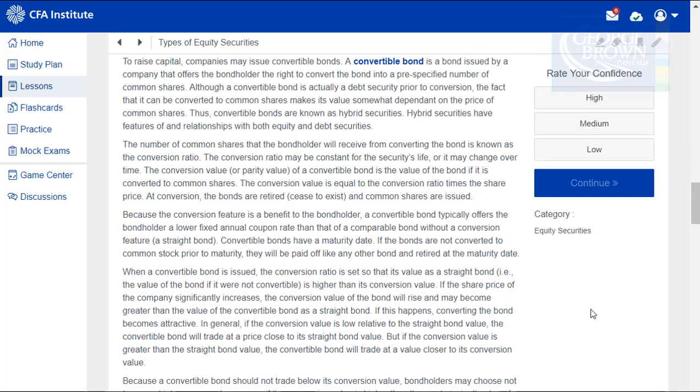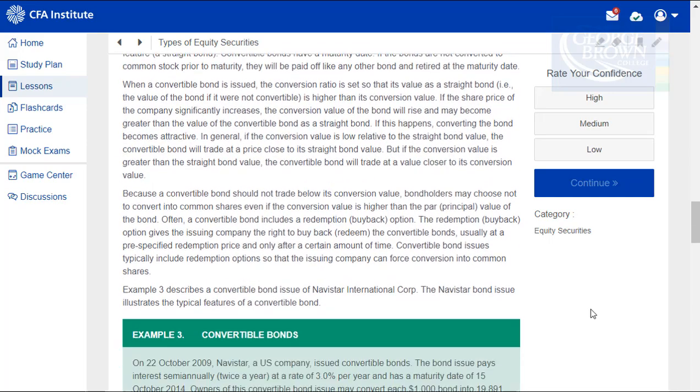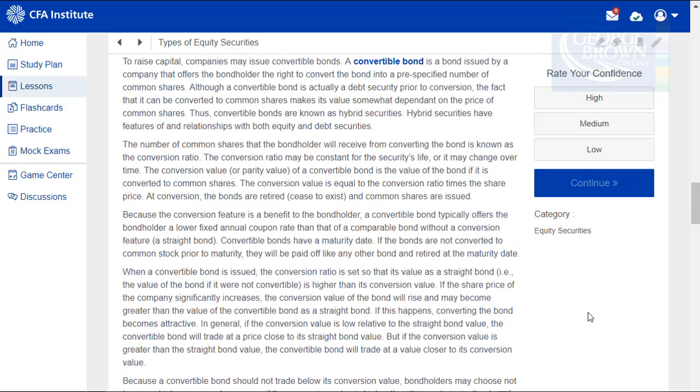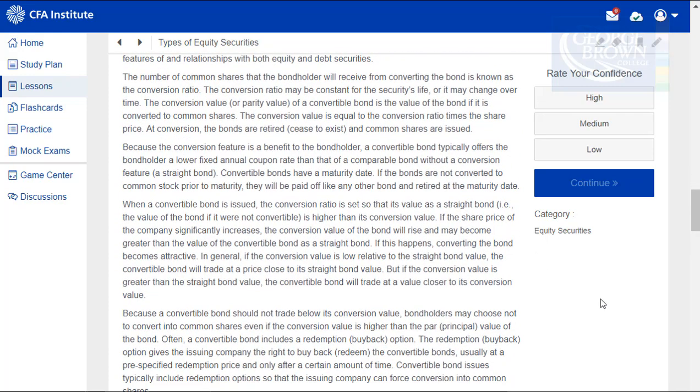Okay, so as you scroll down, you're going to see here an example of a convertible bond, and we get into some of the terminology that we need to be familiar with. The number of common shares that the bondholder will receive from converting the bond is known as the conversion ratio. The conversion ratio may be constant for the security's life, or it may change over time. The conversion value or parity value of a convertible bond is the value of the bond if it is converted to common shares. And again, you're going to understand these terms better when you work your way through an example, which is what we're going to do next.